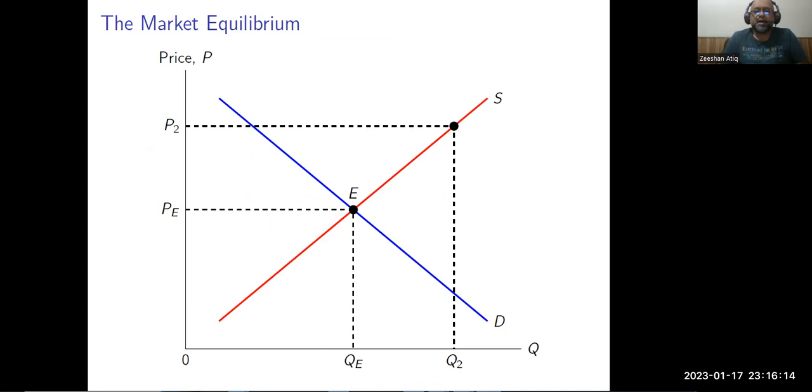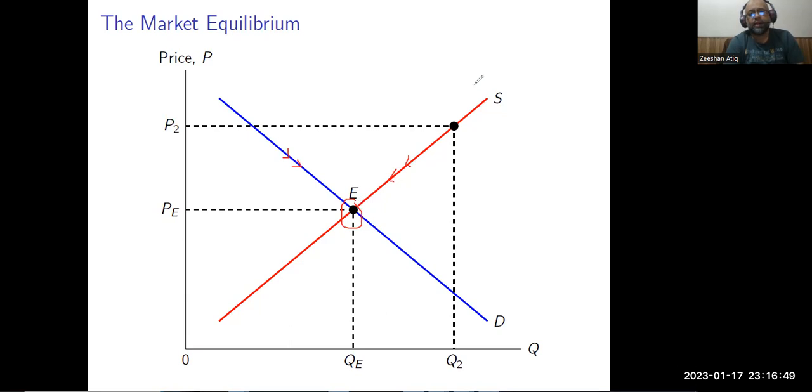When the price is bid down, there is a movement along the supply curve, and that movement is a backward movement towards the equilibrium. Whereas you get a forward movement along the demand curve, because when the price goes down, the quantity demanded goes up. And when the price goes down, the quantity supplied goes down. So you may see here that when the price goes down, there is a backward movement on the supply curve and a forward movement on the demand curve. This keeps happening until the market again reaches the equilibrium.